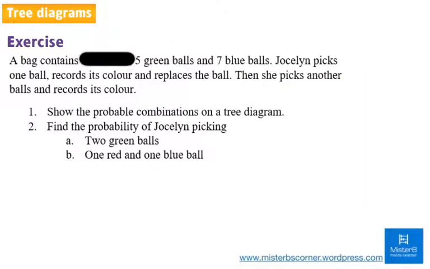Now in this exercise it says a bag contains 5 green balls and 7 blue balls, right? So the same idea applies. There are 2 events. Jocelyn picks 1 ball, records its color and replaces the ball. Then she picks another ball and records its color. So you're going to draw a tree diagram, and then you're going to find, using the tree diagram, these 2 probabilities.